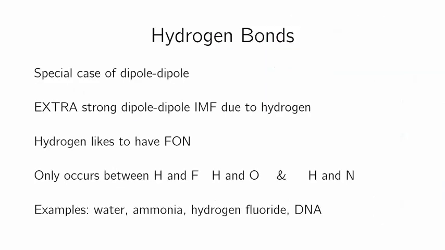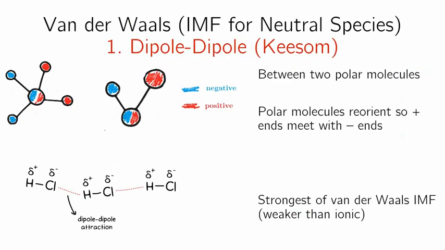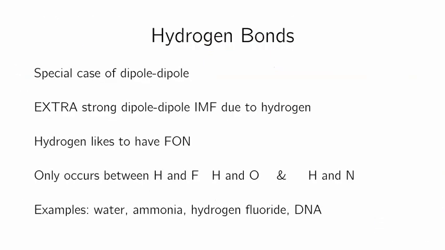Now, before we do that, let's talk about hydrogen bonds. This is a special case of dipole-dipole interaction that happens when hydrogen is present. If hydrogen is present in your molecule, like in HCl, you might have hydrogen bonds. Not always, and HCl does not have hydrogen bonds. But hydrogen being present might cause an even stronger dipole-dipole interaction.